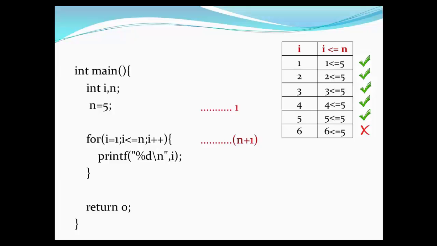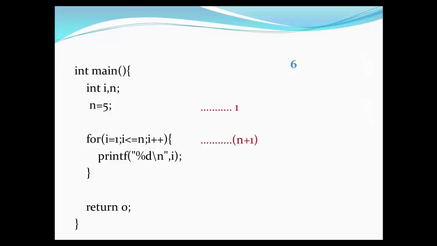So how many times is this for loop executed? The answer is 6 and our n is 5. So we can write it as n plus 1, that is 5 plus 1 is equal to 6. That is the number of executions of this line. So we can say that this line will take n plus 1 time. So let's come to the next line.